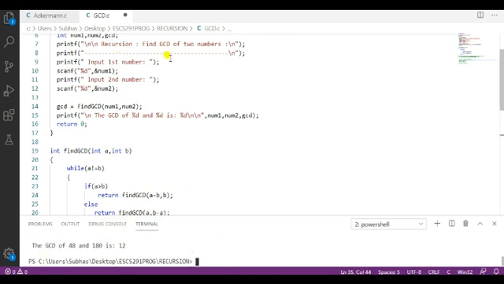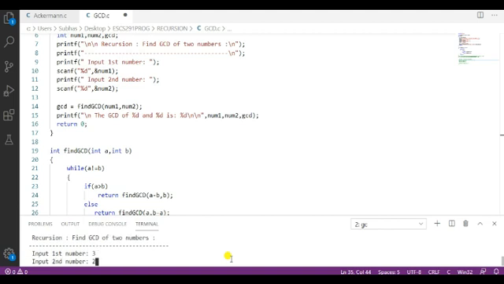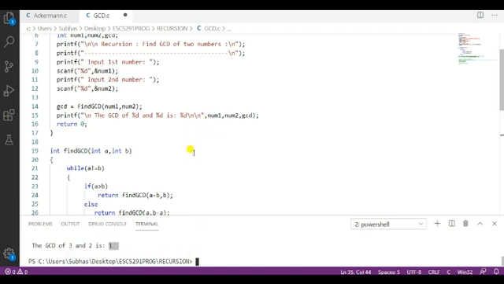So we can take 3 and 2. Let me execute once more. The first number is 3, the second number is 2. As I mentioned, I have shown in my example, the GCD of the two numbers is 1. So this function is working well.